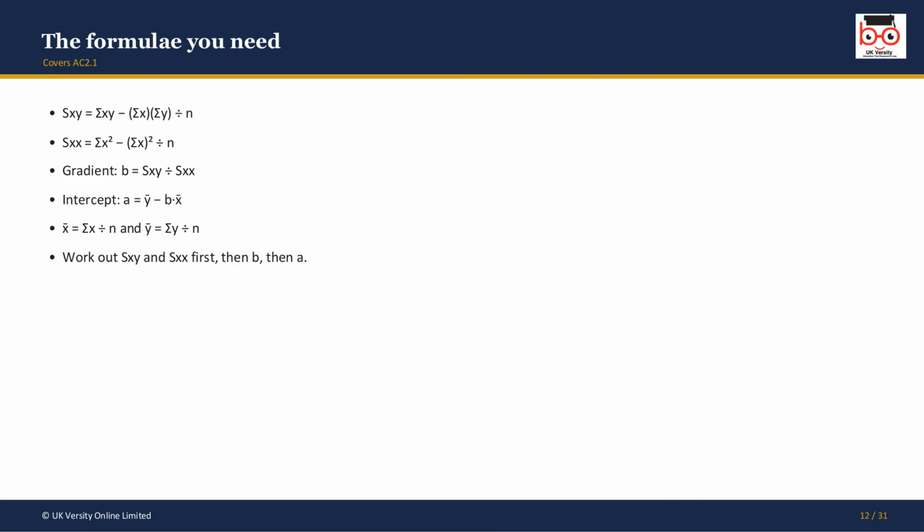Then the gradient b is simply Sxy divided by Sxx, and the intercept a is y bar minus b times x bar, where x bar and y bar are just the means of x and y. The order matters. Work out Sxy and Sxx first, then b, then a.